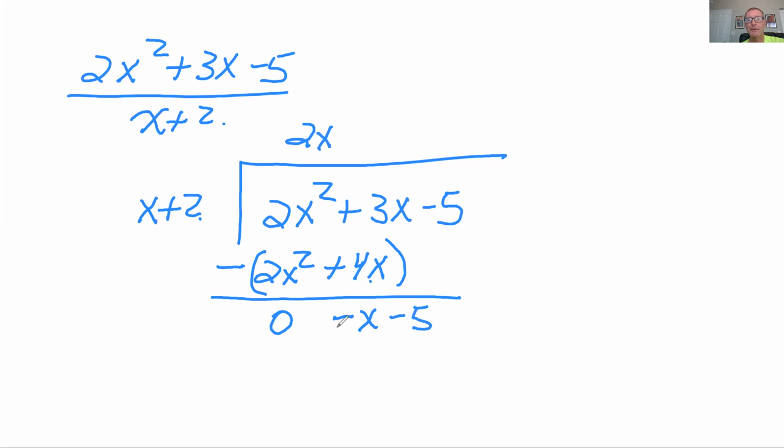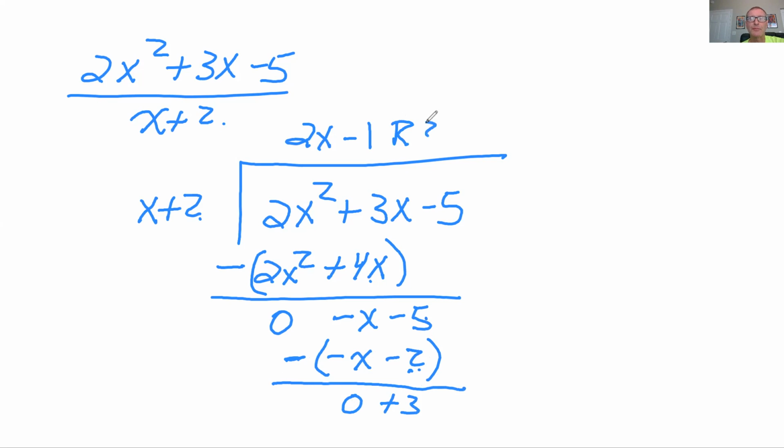And so how do we get rid of the minus x? Well, we want a minus x to cancel with it. So this would be minus 1. So this would be minus x minus 2. And then you subtract it. So you change the signs of both. So this comes to plus x. So that would be 0. And this becomes a plus 2. Minus 5 plus 2 would be plus 3. So our remainder is 3.